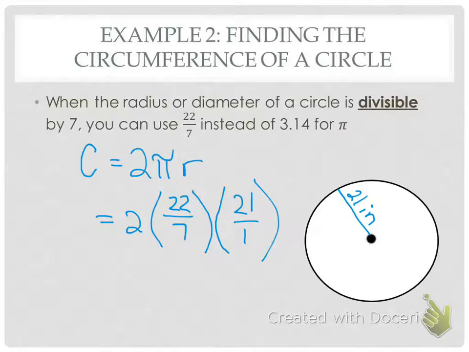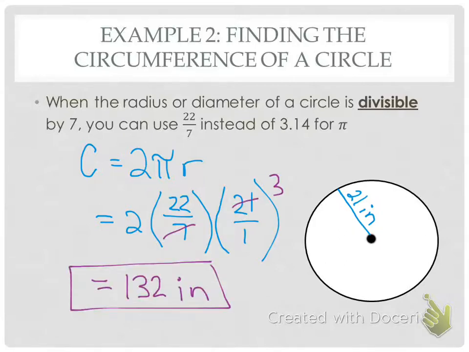Now, before I multiply this out, is there any type of cross reducing that I can do here? Yes. Logan? Very good. 7 and 21 can reduce, and then when I multiply it out, I get to 132 inches. All right, so if the radius or diameter is divisible by 7, you could use the fraction value for pi to solve instead. If you were to use 3.14 in this one, you would still get 132 inches. It does not change your answer. All right, any questions? I'll pause the recording and ask any questions.